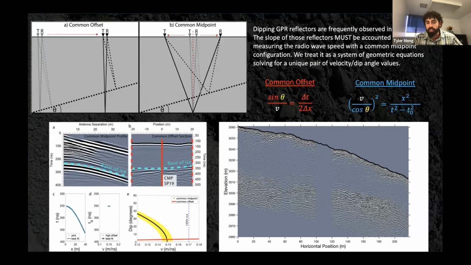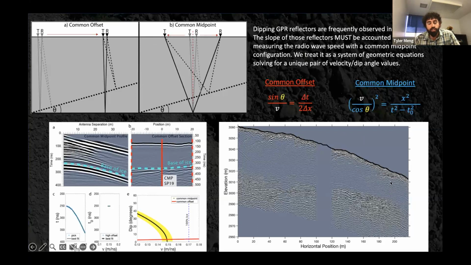So if you assume it's a flat reflector, you're actually going to overestimate your velocity because it decreases your travel path, as you can see by this example here. So if you don't account for your reflector dip, that's going to overestimate your radio wave velocity, which will then give you an overestimate on your depth. And it might even give you a value for your velocity that doesn't make sense, a value that's too high to be feasible for pure ice.